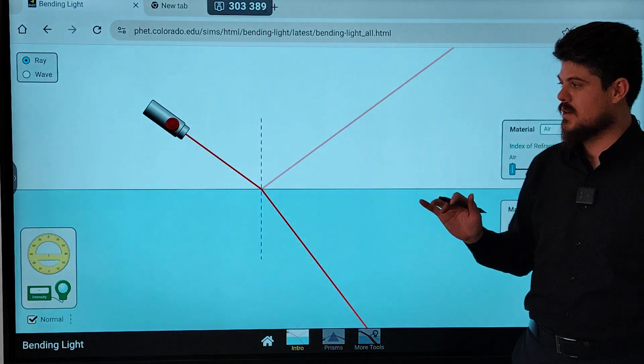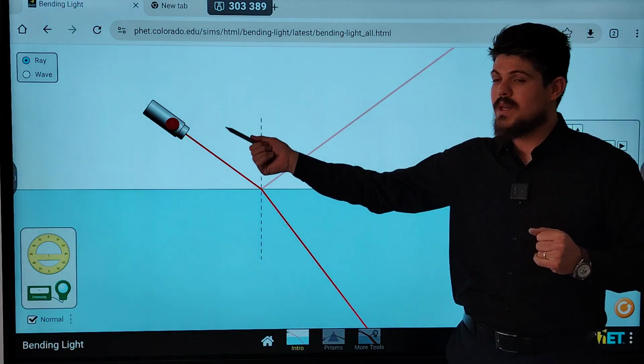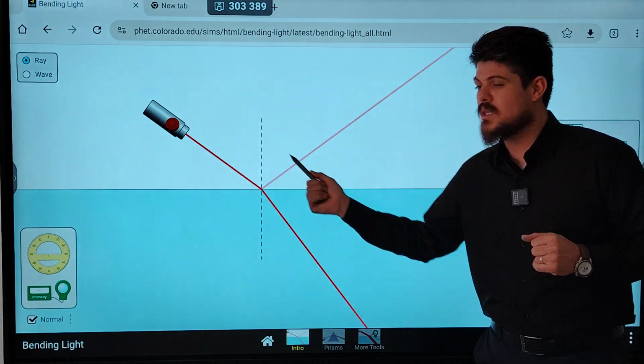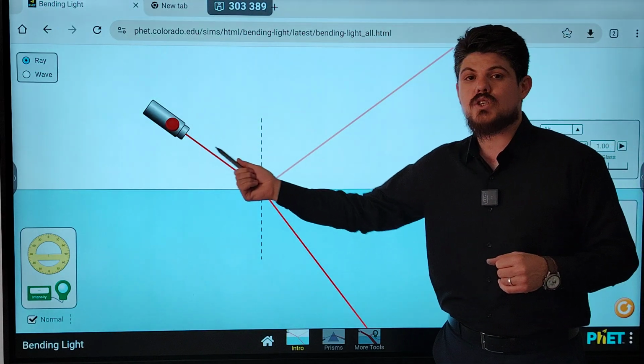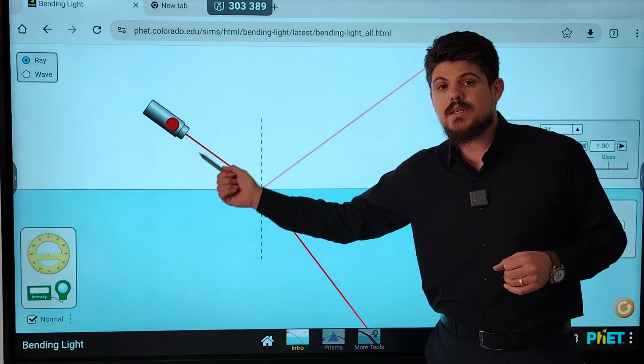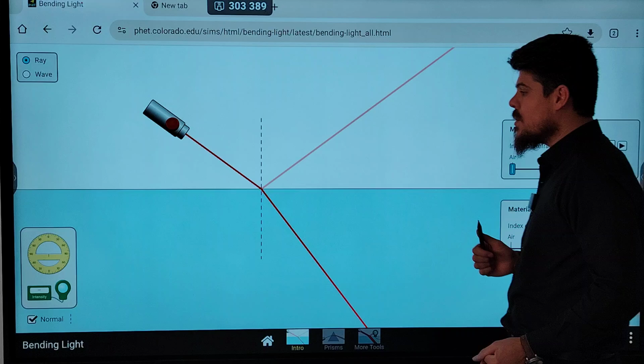Okay? Once again, listen carefully, please. When does light bend toward the normal? When the light travels from low density to high density, from air to water, from low index to high index, from high speed to low speed. The light will bend toward the normal.